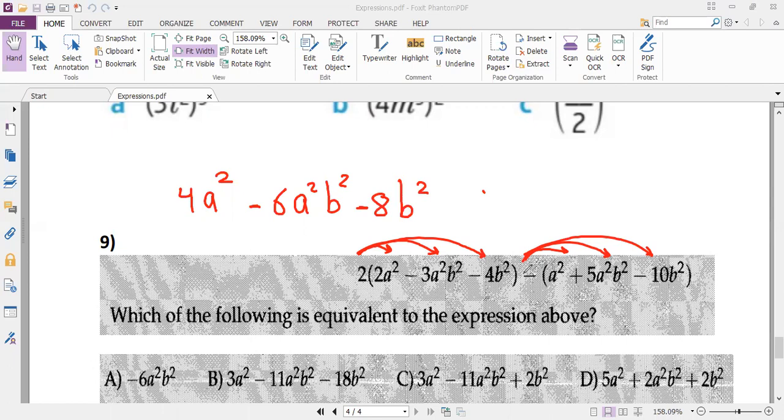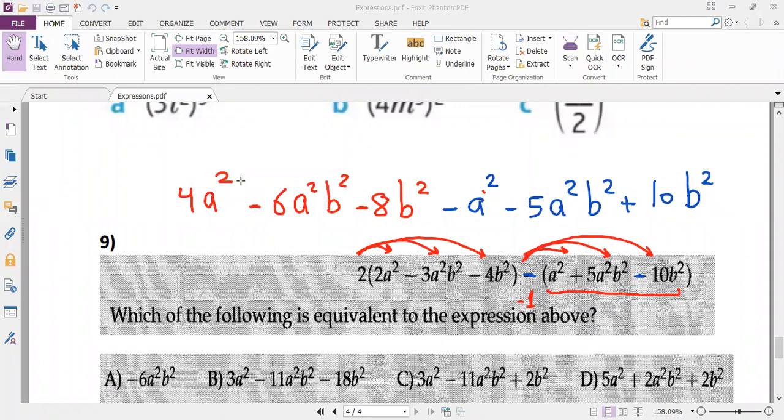Okay? And this is negative multiplied by all terms inside. You know, I deal with this negative as negative 1. So negative 1 multiplied by a squared. So it's going to be negative a squared. And negative times 5, it's negative 5a squared b squared. Okay? And this negative is multiplied by negative. So it's positive 10b squared.